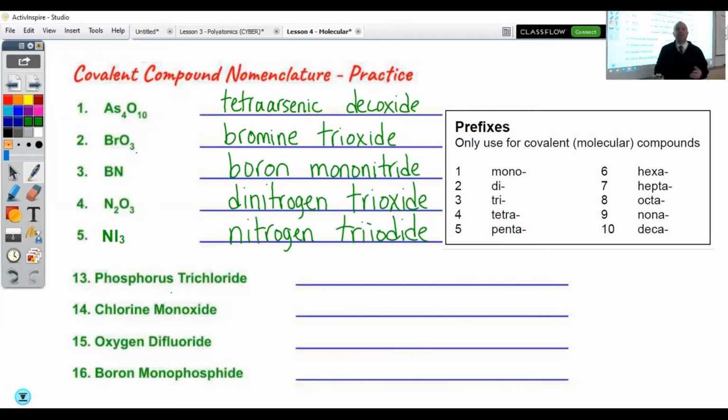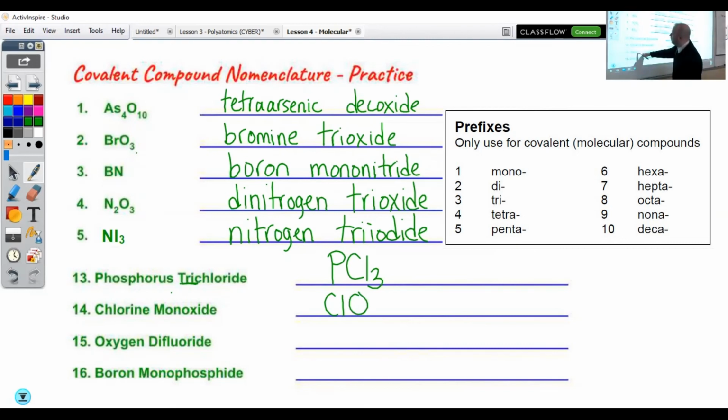Now let's try it in the reverse order, starting with the name. Here's the name phosphorus, no prefix, so we have just 1. Trichloride, so we have chlorine with a subscript of 3 because of the tri prefix. 14, we have the element chlorine, no prefix, so that means we have just 1 of these. Monoxide means we have a single oxygen.